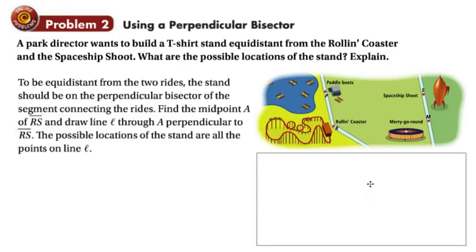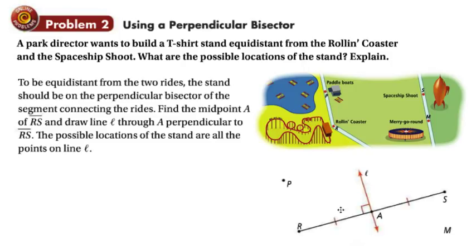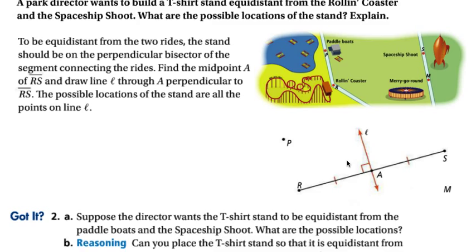Okay, so if we went ahead and did that, we might have a drawing something like this. R for roller coaster, S for spaceship chute, and go ahead and connect those, find the midpoint A, and then construct a perpendicular bisector. So anything that would be on this line would be equal distance from roller coaster and spaceship chute. Okay, so as long as we had something that was on that line, we would satisfy those requirements.